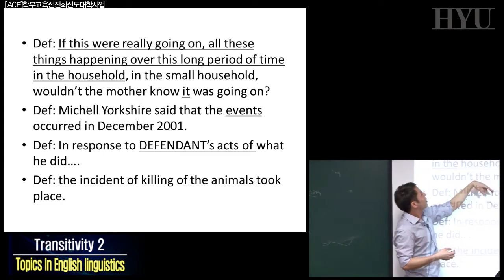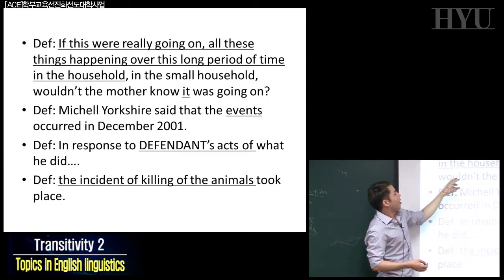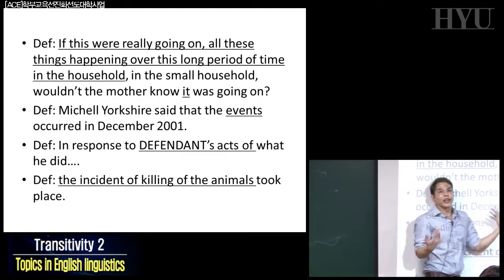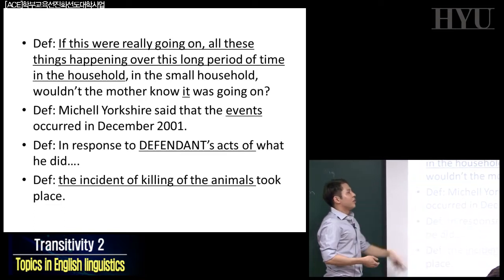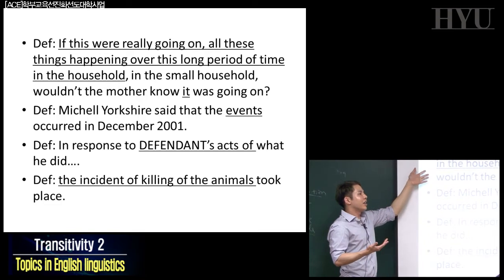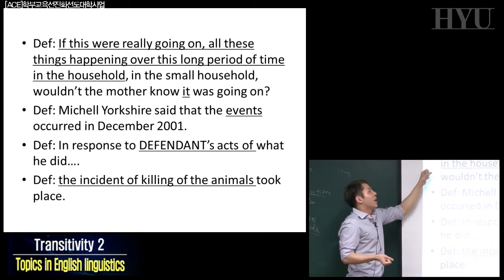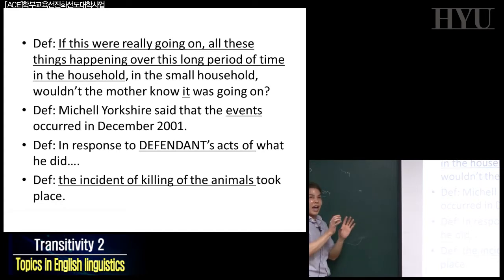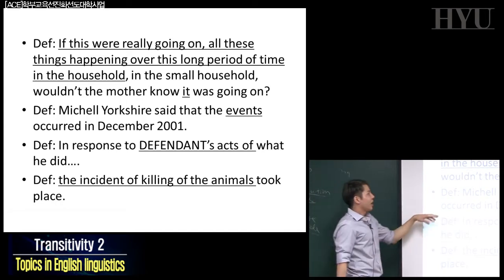Happening over this long period of time in the household, wouldn't the mother know it was going on? What is it, right? So the raping, right? So you can see that he intentionally or subconsciously did not mention the exact act, the exact agent, right?